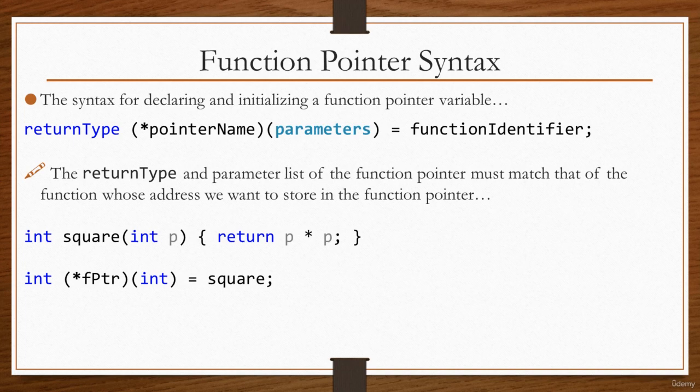Again, the square function in this example accepts a type of int. And for the assignment, we assign the square function name to that function pointer variable. Again, notice in the assignment, we only do the function name. We only do square, so we do not postfix the square function identifier with parentheses.